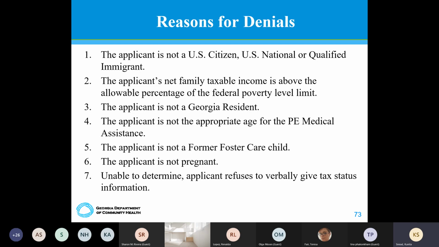And these are one of the 7 reasons on the 634H that you would need to make sure you choose so they can know the reason why they were denied. And then also, like Sharon was asking, there will be a way that you can put the denial people into GAMIS, and these will be one of the 7 reasons that you would need to choose.